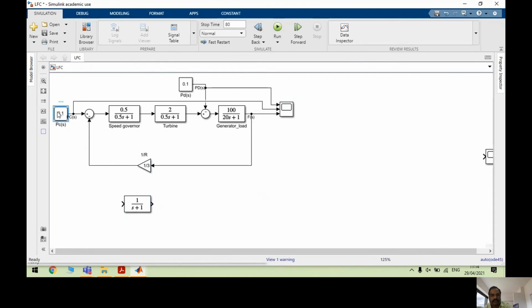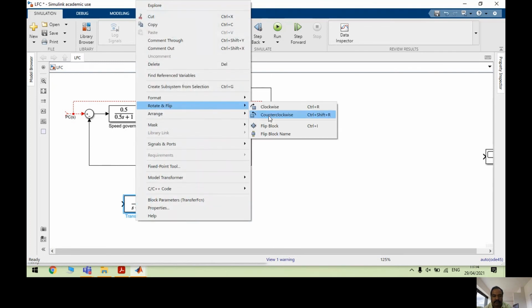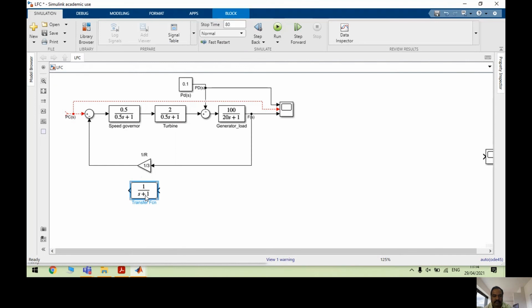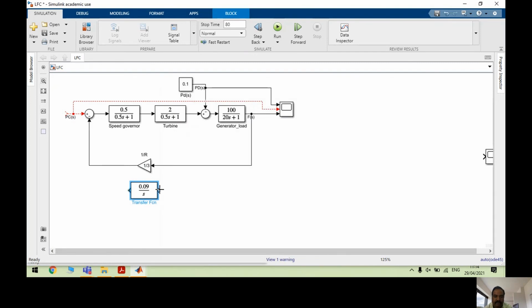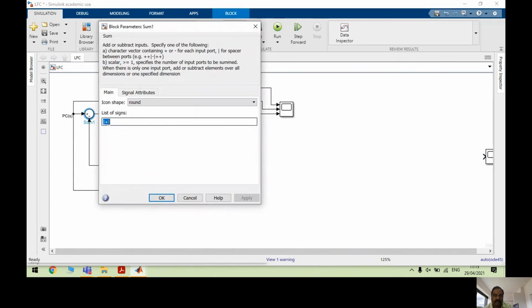Okay, I'm going to remove this one, and in that place I'm going to implement an integrator function with a gain of, let us suppose, 0.09. So this is the integrator. I'm going to feed it back, but with a negative symbol.